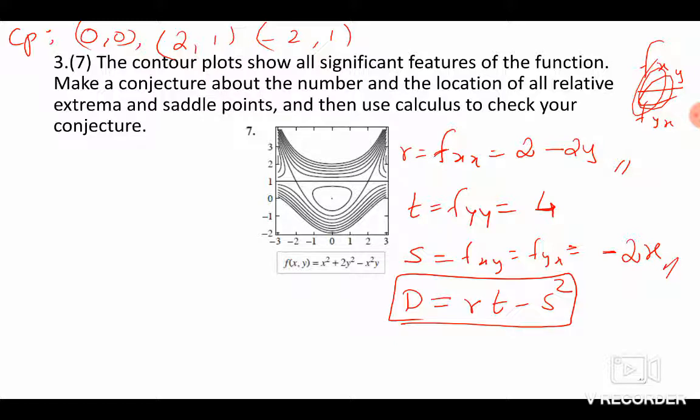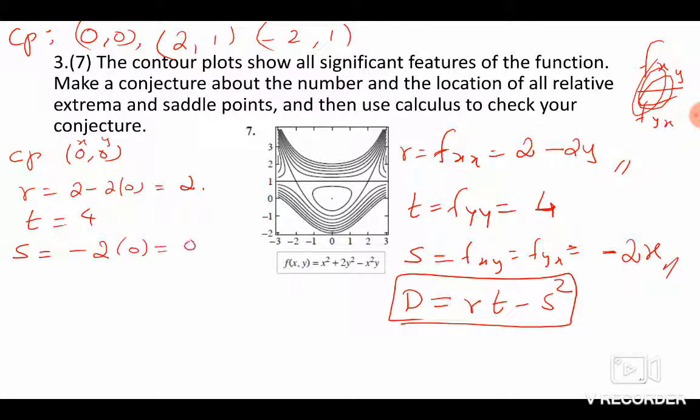So for the first critical point 0, 0, x is 0, y is 0. Find r. What is r? r is 2 minus 2y, at 0 it is 2. t is constant, no x and y. s is minus 2 times x, so 0. So what is D? D is rt. r is 2, t is 4, minus s square is 0 square, so it is positive.